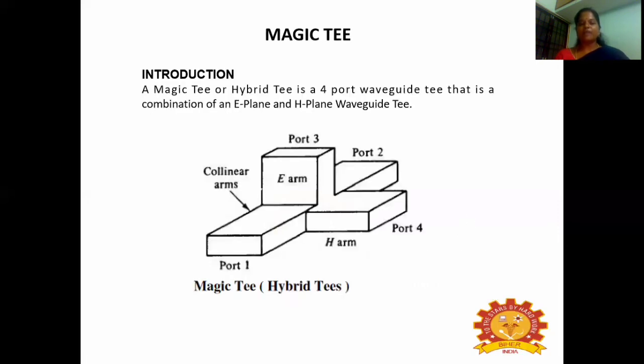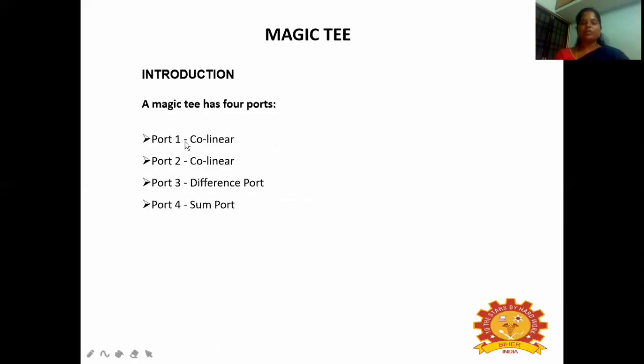Next, we will discuss the magic T. The magic T is a combination of E-plane and H-plane waveguide T. It is otherwise called a hybrid T. The magic T is a 4-port waveguide T, which is a combination of E-plane and H-plane. This is port 1, port 2, port 3 and port 4. Port 3 is called the difference arm and port 4 is called the sum port. Ports 1 and 2 are collinear, port 3 is the difference port and port 4 is the sum port.